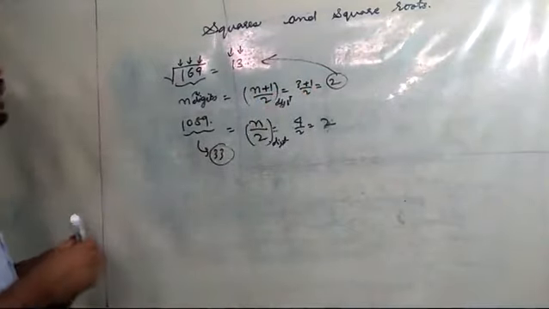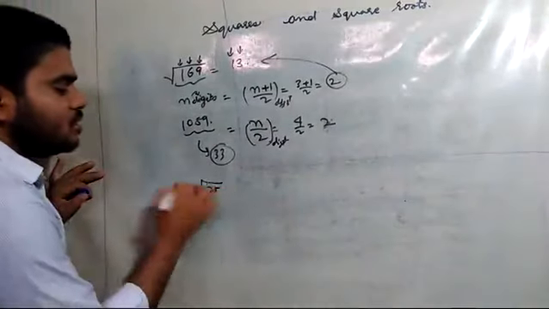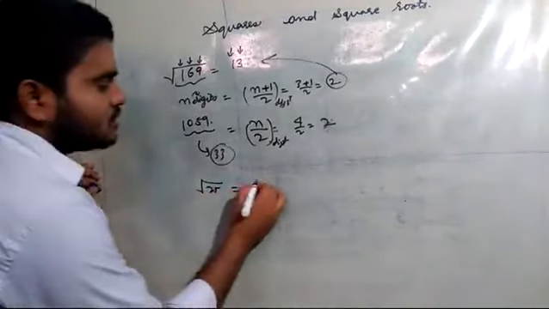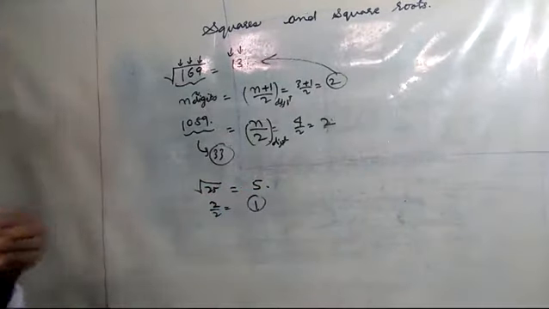For an example, let's take 25. So it is a 2 digit number. So the answer was 1 digit. How? 2 by 2 is equal to 1.